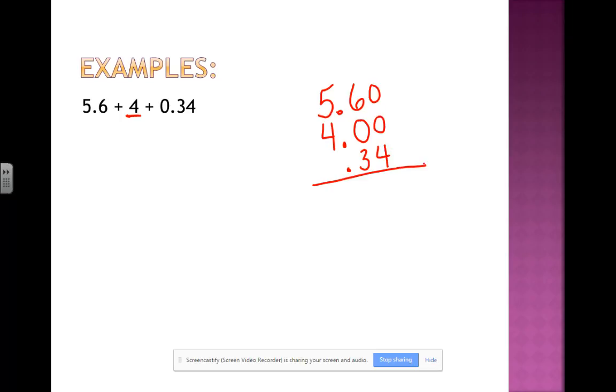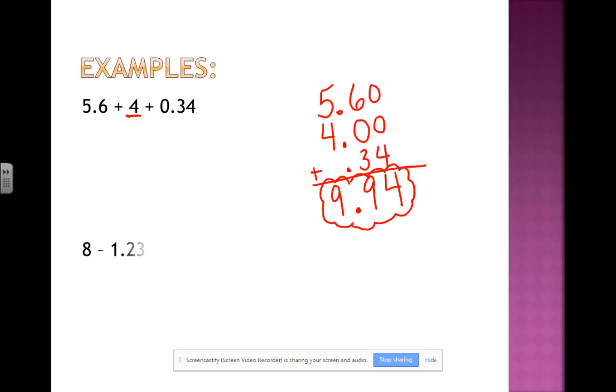Lining up those decimals, and I went ahead and filled in zeros there. Remember, we can add zeros. It doesn't change the value behind the decimal. And we have 004, adding just like normal. 6 plus 3 gives me 9. Bringing down my decimal, and 5 plus 4 gives me 9. Once we line up our decimal, we make sure that our decimal is in line in my answer.